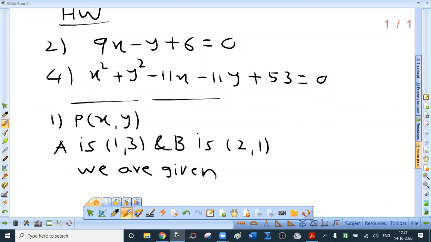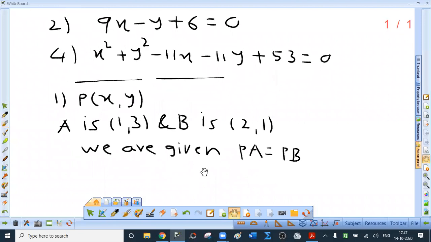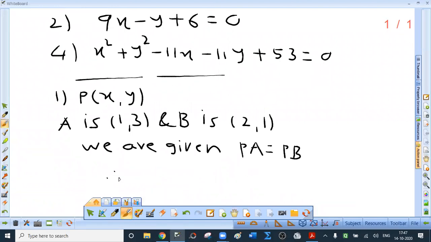We are given PA equal to PB. Therefore, PA square equal to PB square.